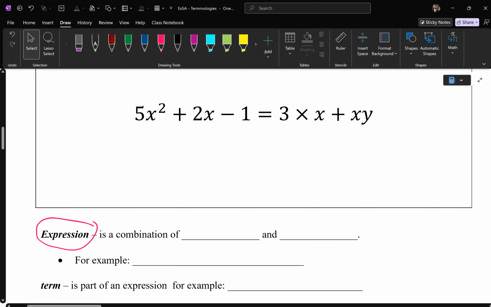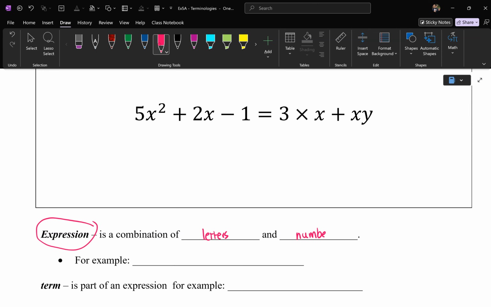An expression is a combination of letters and numbers. Although sometimes it could just be letters and sometimes they're just numbers. But here's an example. You could have 3 times x. That's an expression. You could have y plus 2. That's an expression. So it's a combination of letters and numbers. But sometimes it could just be letters as well. It could just be a plus b plus c.